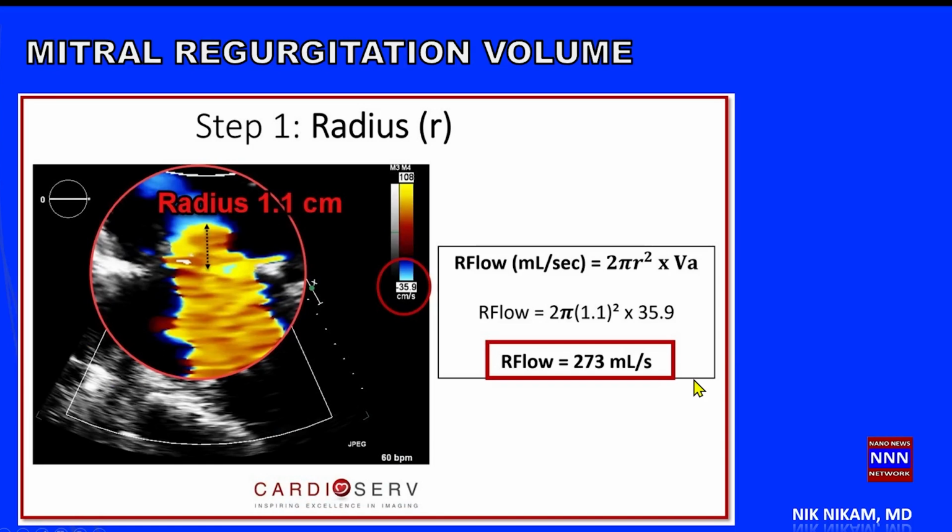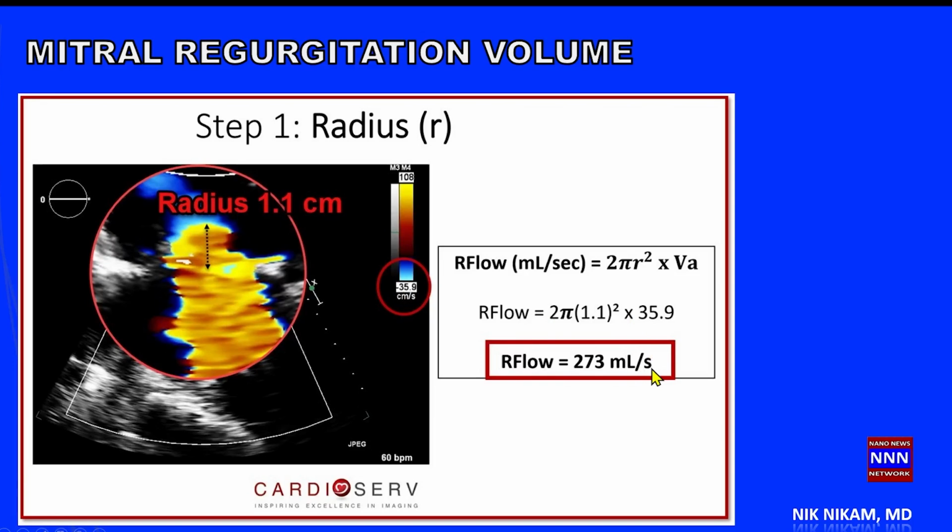So this is going step by step. What I already explained, I'm repeating because repetition makes things more relevant. Maybe a point you missed in the first presentation, you will pick it up. So here we have the radius 1.1 centimeters, which by itself signifies significant mitral regurgitation, and multiply that by velocity, which is 35.9. It gives you a regurgitant flow of 273 ml per second.